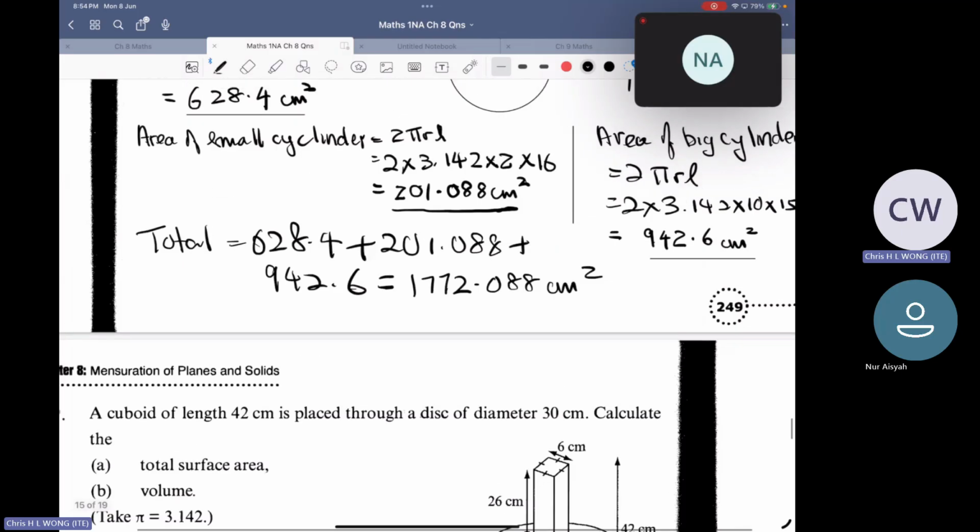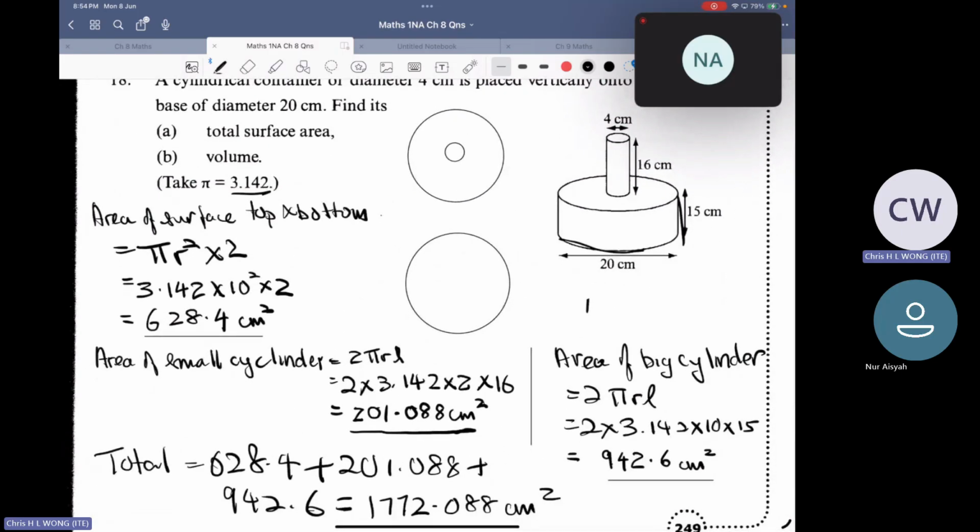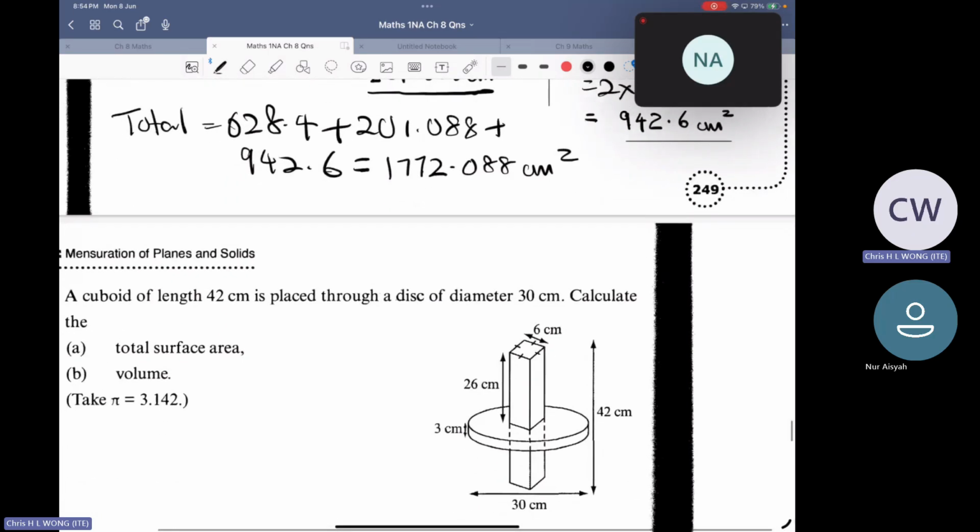Sorry, this one we have finished actually, but you do on your own, okay? How to find the volume? Easy, right? Volume of the small cylinder, pi r squared times L. Volume of the big cylinder, pi r squared times 15. Add together, that's the total volume. So you do on your own. Okay, how do you do this?